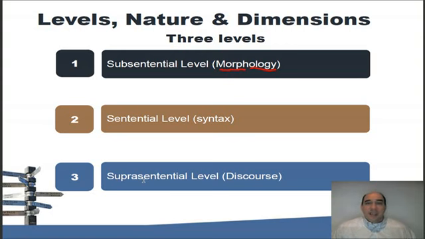So you'll be looking at cohesion, for example, how we connect sentences together, and how we link ideas together, or how we have multiple meanings for the same phrase depending on the discourse that it's in. So we've got three different levels. We've got the subsentential level, we've got the sentential level, and the suprasentential level. So we deal with little pieces, sentences, and then dialogue. Okay? It's one way that we can look at language.